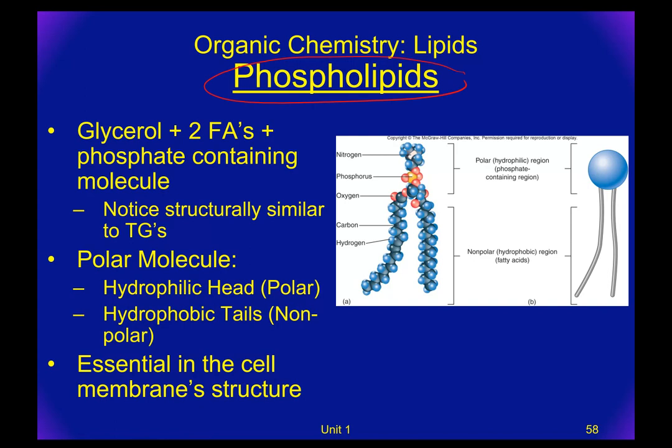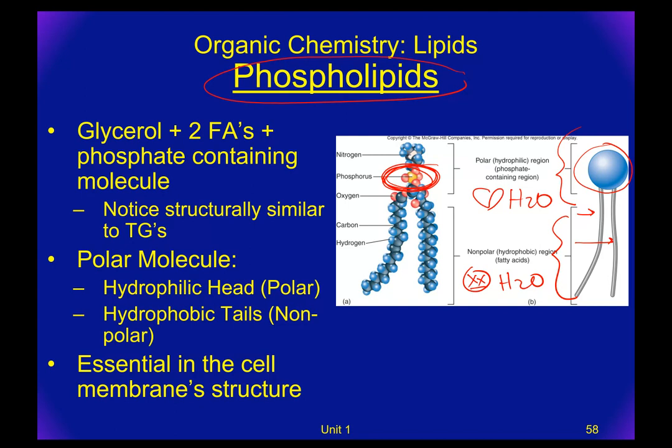Phospholipids. Phospholipids are similar to your glycerol in the fact that you've got tails and you've got a glycerol group, but you've got only two tails and you've got this phosphorus containing group here. So you've got the head and you've got two tails. Structurally, like I said, they're kind of similar to triglycerides, but they're also polar, meaning one part loves water, one part hates water.